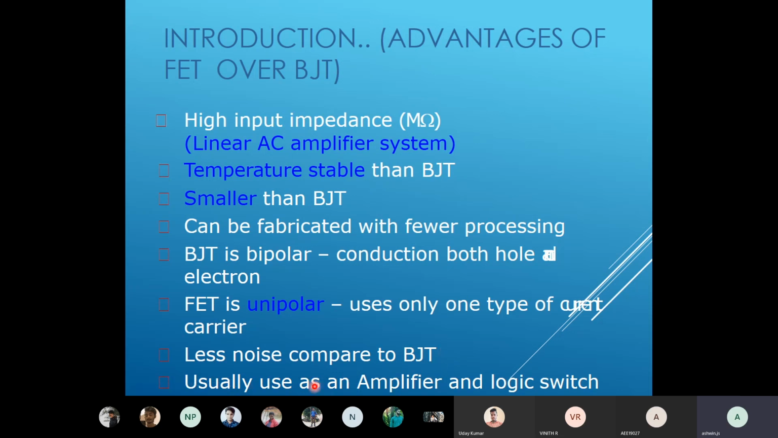And the application is usually as an amplifier and logic switch. Amplifier, you know, and what is a logic switch? A logic switch represents switching the ones and zeros. Binary value is only, right, in the digital world, everything is nothing but ones and zeros. So in order to change 1 to 0, 0 to 1, I will use the field effect transistor.